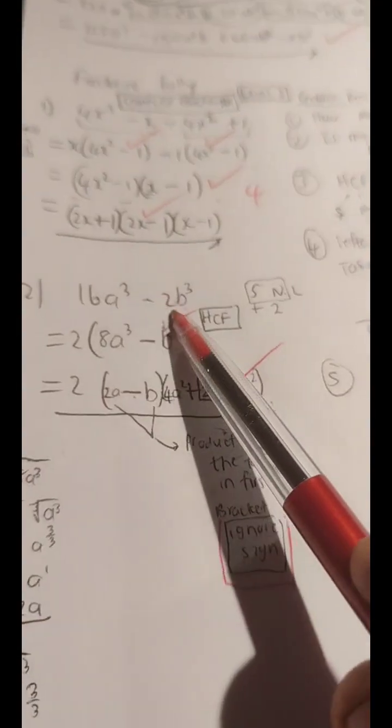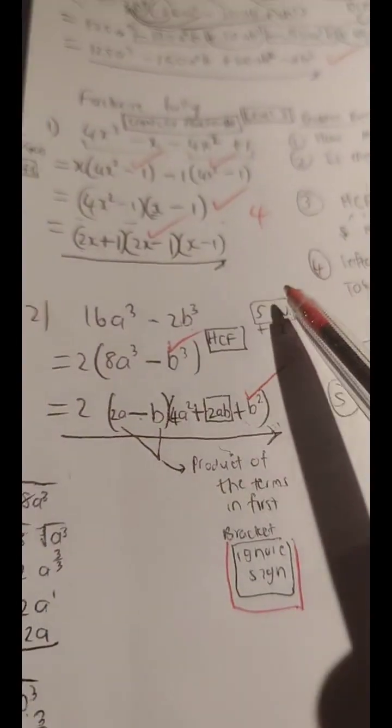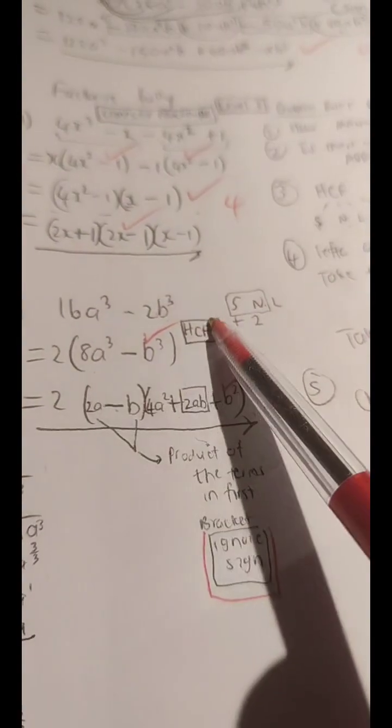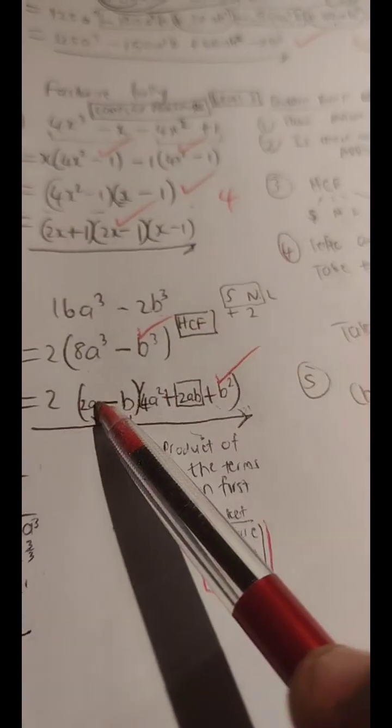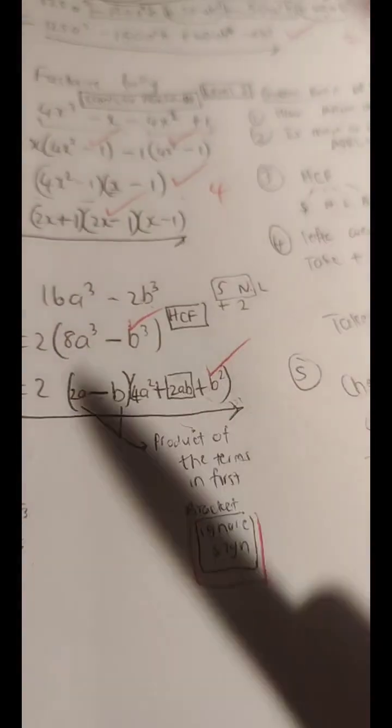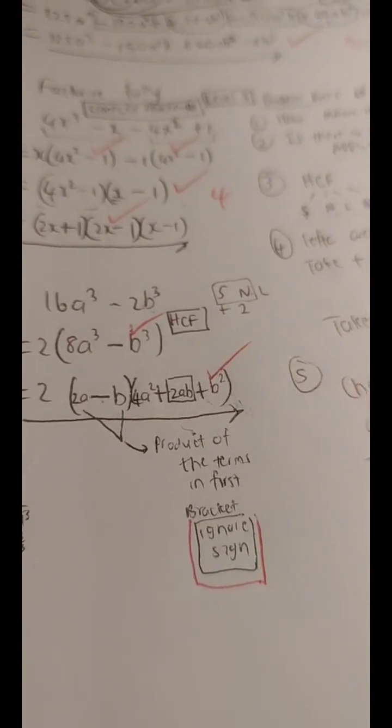there. Cubic factorization, okay, taking out the highest common factor, 1 mark, and then factorizing the difference of 2 cubes for a 2nd mark.